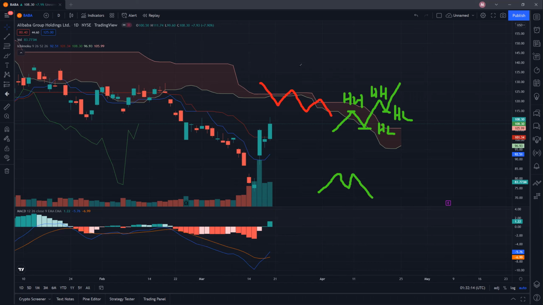What we don't want to see is that we create something like this. This is considered a low here, but then this is a lower low. So that's not something we want to see in the upcoming sessions.